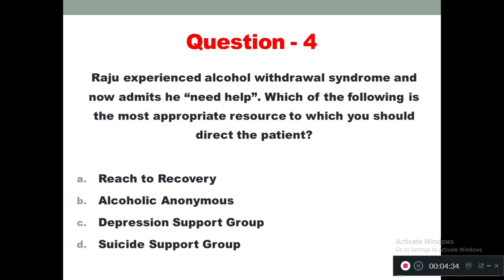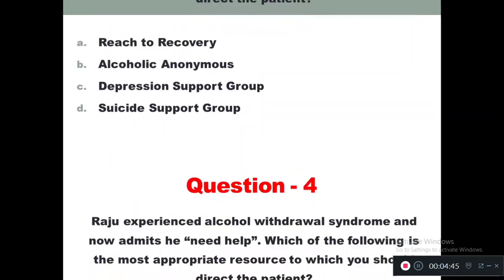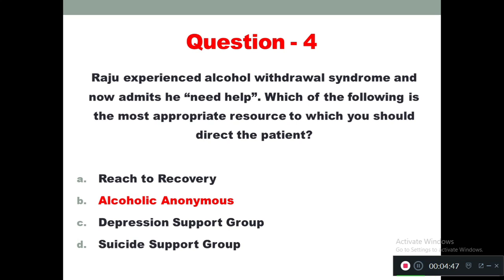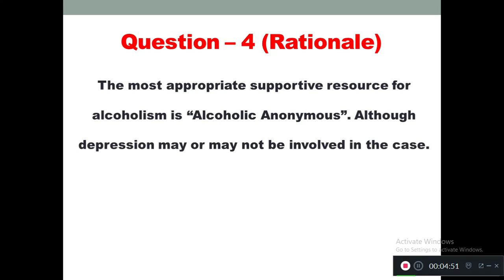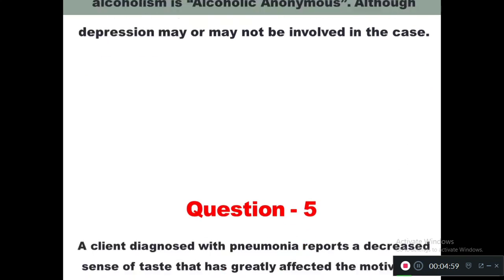So here the patient wants help. He is an alcoholic and he has withdrawal syndrome. So where should the nurse send him? The right answer is Alcoholics Anonymous. The rationale: the most appropriate supportive resource for alcoholism is Alcoholics Anonymous, although depression may or may not be involved in the case. Question number 5.